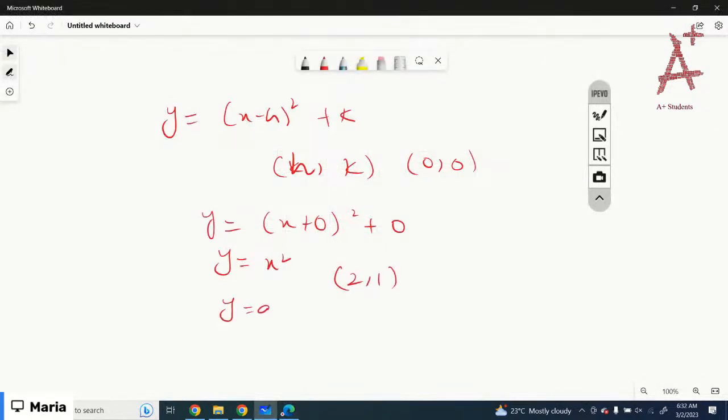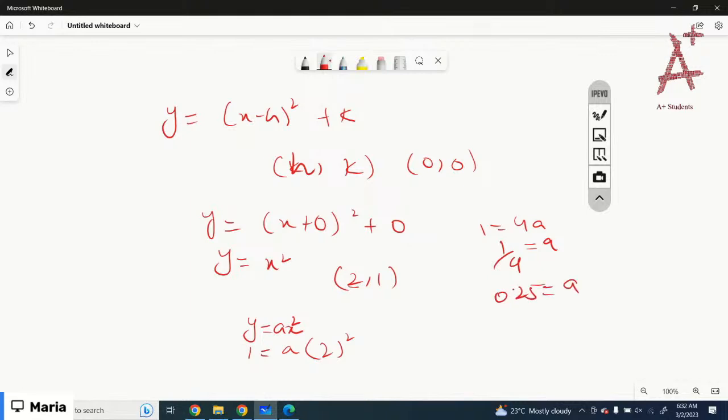So y equals a x square. x is 2, y is 1, and 2 square is 4. It would be 1 equals 4a, and a equals 1 over 4. So a is 1 over 4, or you can write 0.25. So it would be y equals 0.25 x square. That is the equation of the graph. Got it?